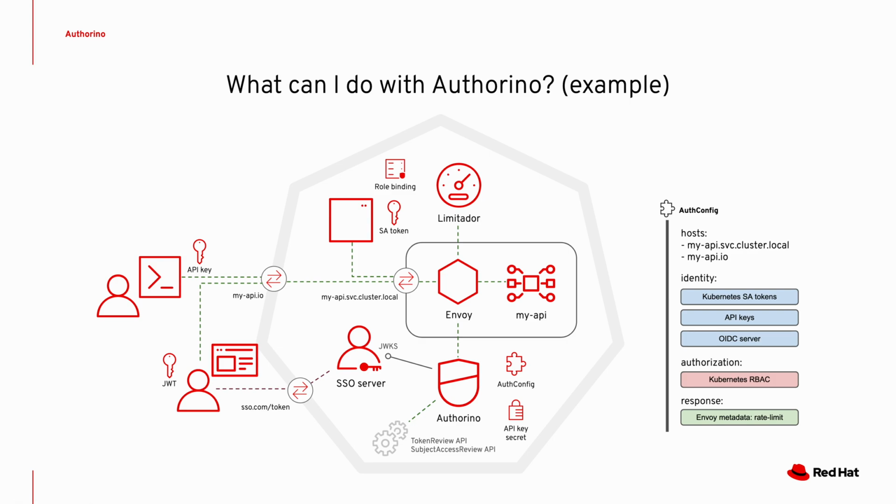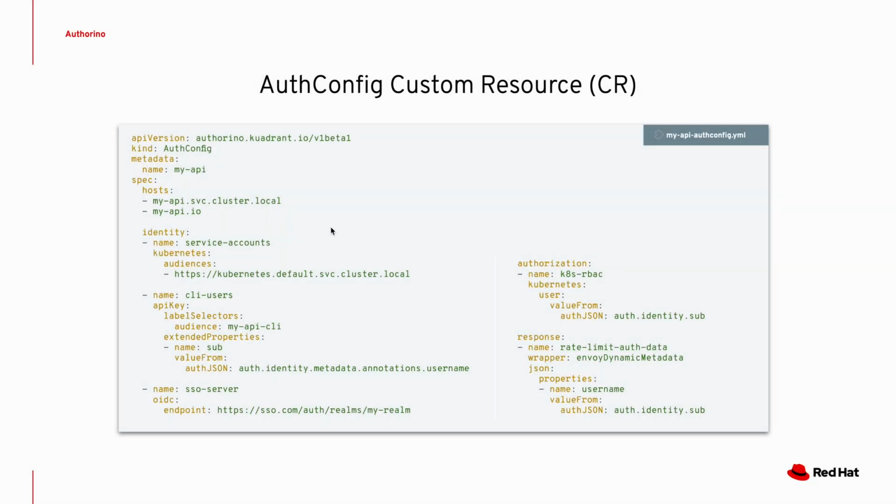So for this entire use case that I've just shown, this is a full AuthConfig that implements it. You can see here the host names to consume the API from within the cluster and from outside the cluster, the three trusted sources of identity, so the Kubernetes service accounts, the CLI users using API key, and the SSO server.